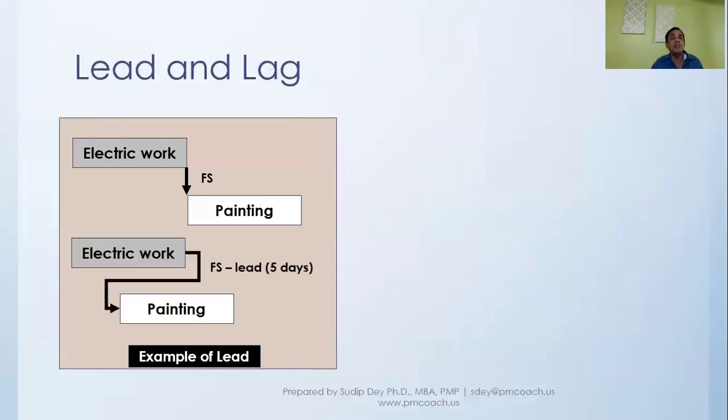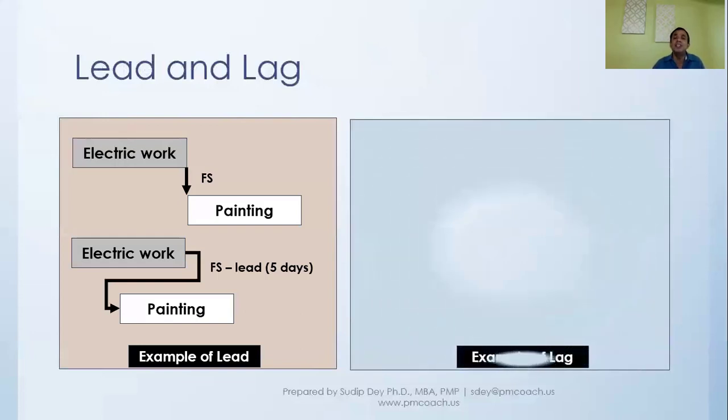So let's say we decide that we'll have a lead of 5 days. For example, electric work is maybe finishing on 15th day, but we can start our painting on 10th day. And so we will go and do the painting where the electric work is done, and by that time the rest of the electric work will be done, and so we can paint that area as well after that. So we can take a lead of 5 days. We don't have to wait till electric work is totally completed before we start with the painting work. So this is the concept of lead.